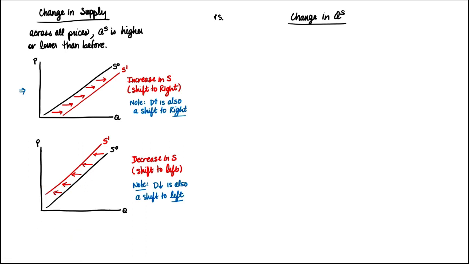Now, we need to ask the question, what causes this? What would cause supply to shift left or right? Well, ask yourself, what caused demand to shift left or right? And the answer is a change in one of the ceteris paribus assumptions. That's why we call those ceteris paribus assumptions for supply the supply shifters. So, change in supply: the entire curve is shifting left or right.